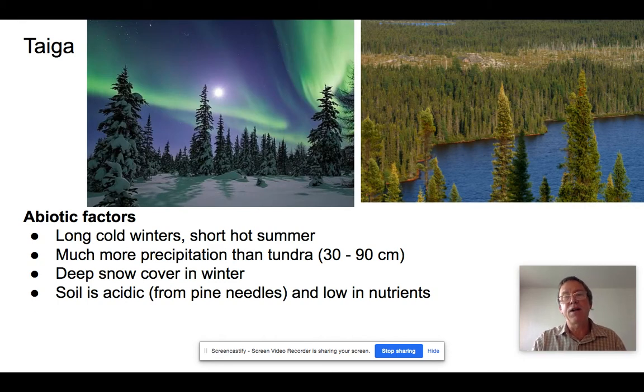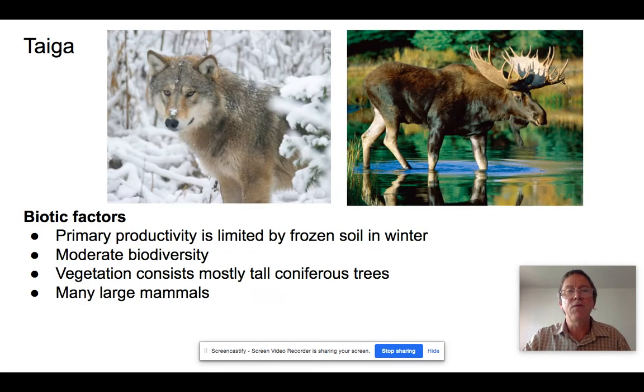Now, the abiotic factors would be cold winters, short, hot summers, and a bit more precipitation as a result of that. There's deep snow in winter. And one thing that's kind of important here is that the pine needles tend to make a fairly acidic soil, and that tends to leach out a lot of the nutrients. So the soil is not particularly conducive to growing many things other than these conifer trees and some fern plants.